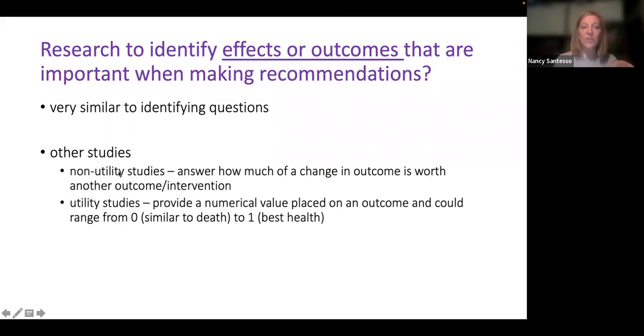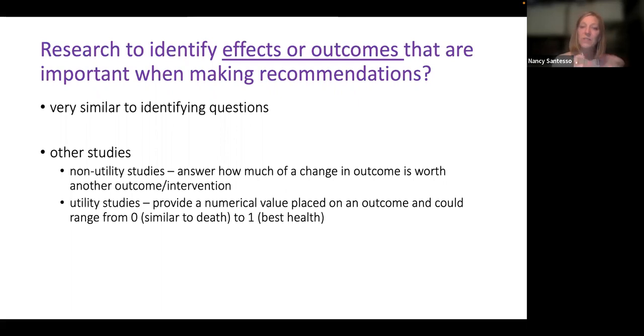So for example, there are these non-utility studies and utility studies. The utility studies, as an example, might show someone a scale and say, if you had major bleeding after treatment for cervical cancer, how would you rate that on a scale of 0 to 1, where 0 is something similar to death, and 1 is being in best health? They're doing these types of studies where they ask people to rate that on a scale. They average them out and then come up with a value at the end. And in this way, we might be able to say, oh, if it's something close to death, it's very, very important, and this is an outcome that we would make a priority to cover in our guideline.